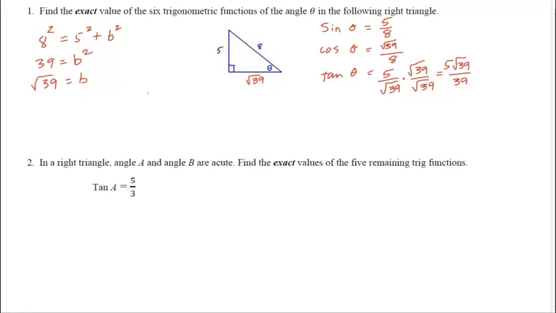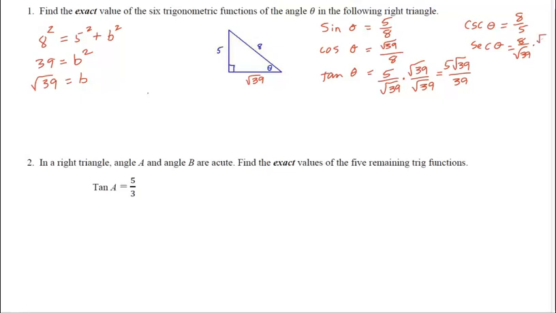And now we'll take care of the reciprocals. So sine's reciprocal is called cosecant. So I just take sine and flip it over. Cosine's reciprocal is called secant. So I do the same thing. You can either take 8 over 39 and flip it. Okay, so let's just go ahead and do that. 8 over the square root of 39.